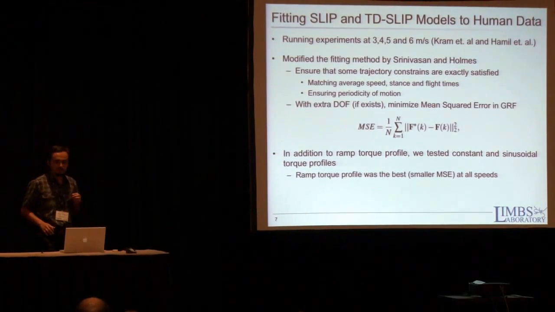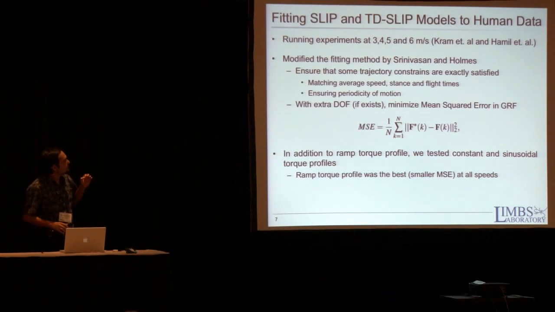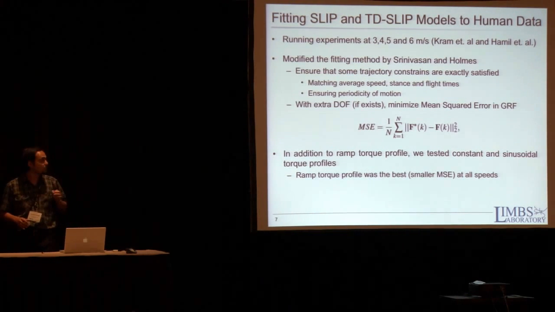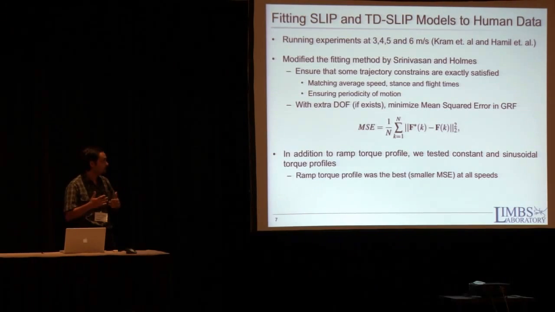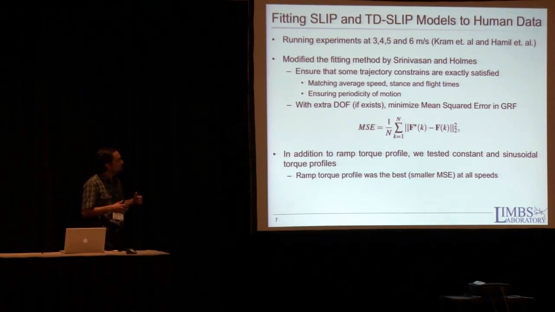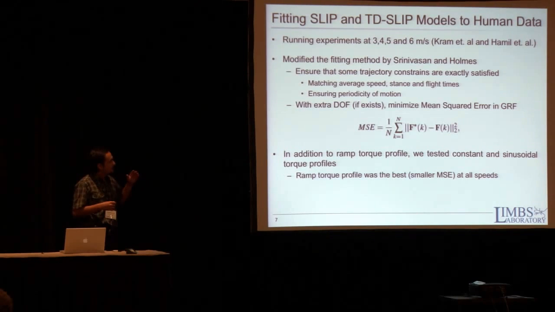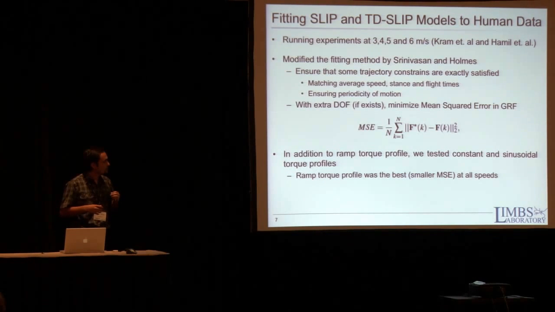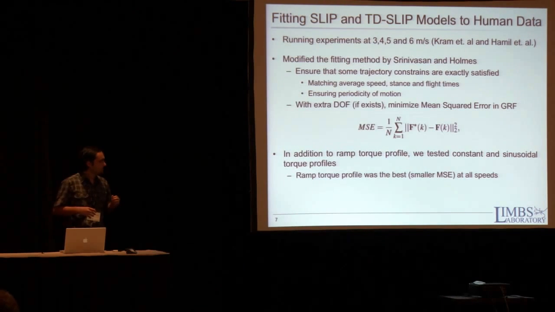In order to compare SLIP and TD-SLIP, we gathered experiments at different speeds, and we used a fitting method we modified a little bit, again developed by Srinivasan and Holmes. It has two steps. First step is ensuring some trajectory constraints exactly. If we have extra degree of freedom in our model, minimize the mean square error by changing parameters of these models, such as stiffness and leg angle. In our fitting process, in addition to ramp torque profile, I tested constant and sinusoidal torque profiles. However, ramp torque profile was best at all speeds, so we followed our path with only our ramp torque profile.